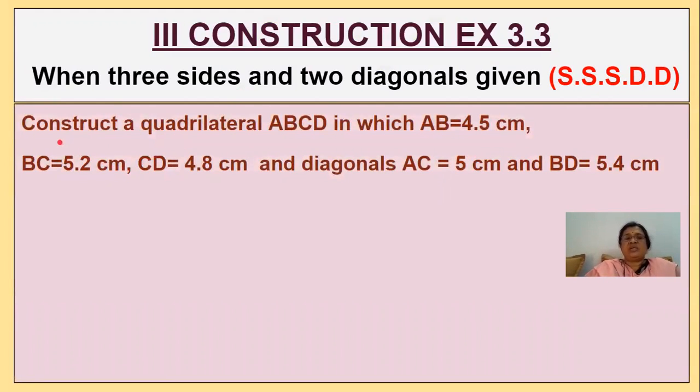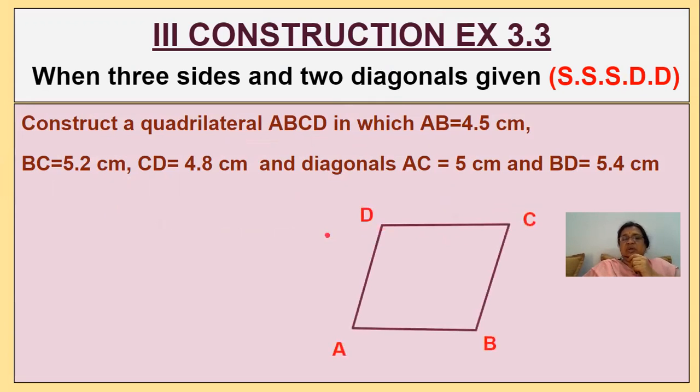The problem is: construct the quadrilateral ABCD in which AB is equal to 4.5 centimeters, BC 5.2 centimeters, CD 4.8 centimeters, and the diagonals, one is AC that is equal to 5 centimeters and another one BD that is equal to 5.4 centimeters. So let us draw the rough diagram.